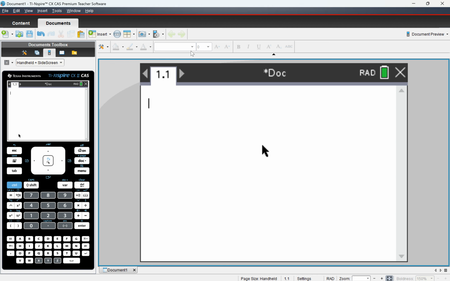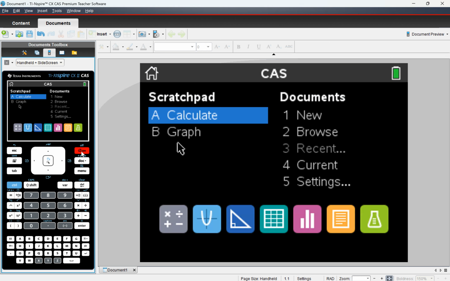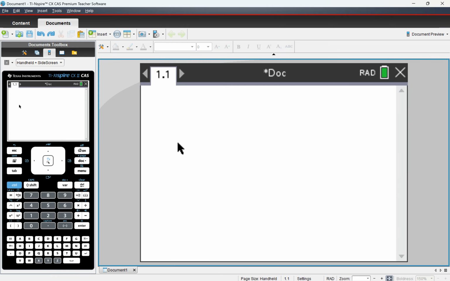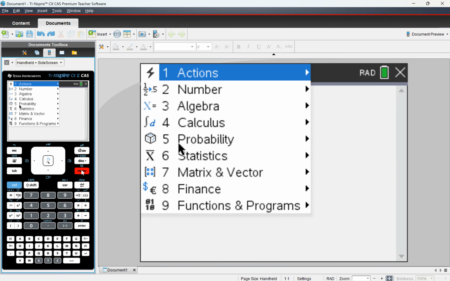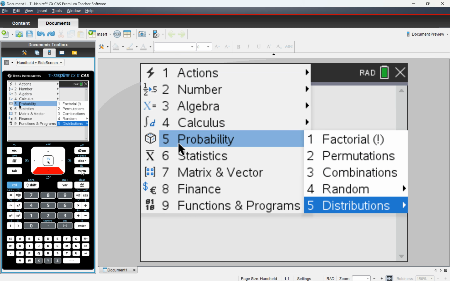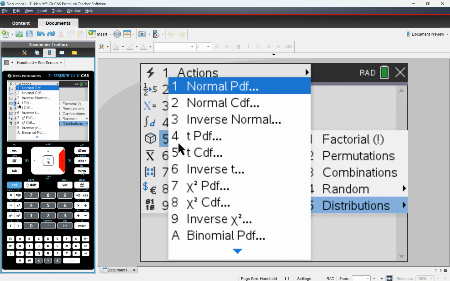Here we go. Here's your CAS. Go to the calculator page. Remember, don't go to Scratchpad. Go to calculator. Once you're in the calculator page, go to menu. Probability, because that's obviously what we're working on. We're looking at the chances. And go to distributions, because we're looking at what type of distribution, and it's specifically normal. It's the normal distribution.